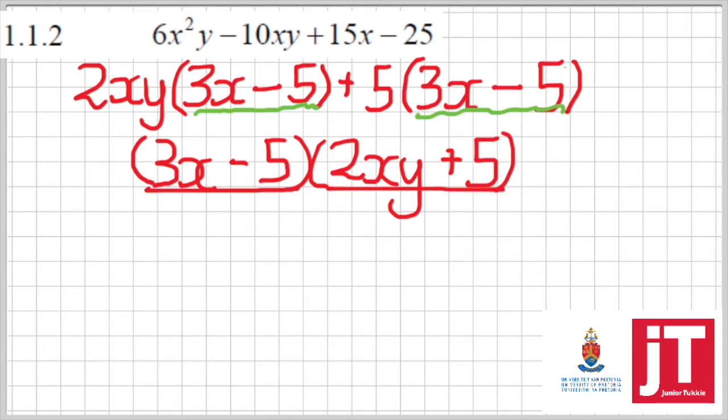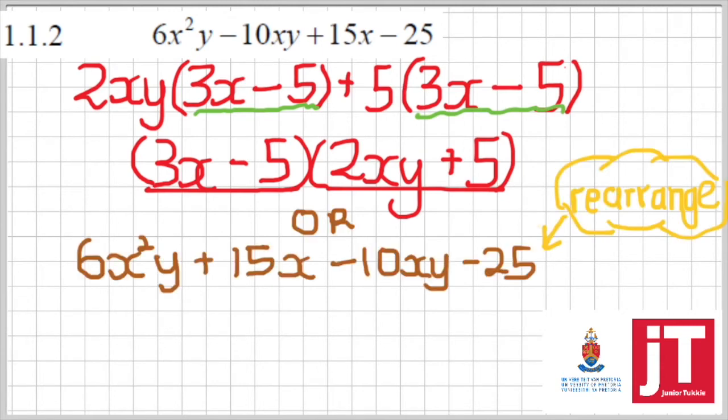Alternatively, I would rearrange the original expression, but apply the same principle. If I rearrange it, I'm going to have 6x squared y plus 15x minus 10xy minus 25. It's still the same expression. If you check the signs of all those terms, they're still the same. But what was the intention of doing that? It's just to do the same thing of factorizing the first two terms and the last two terms respectively.